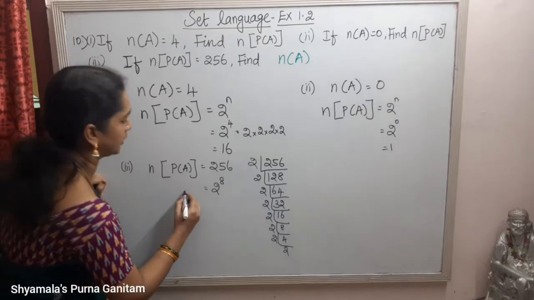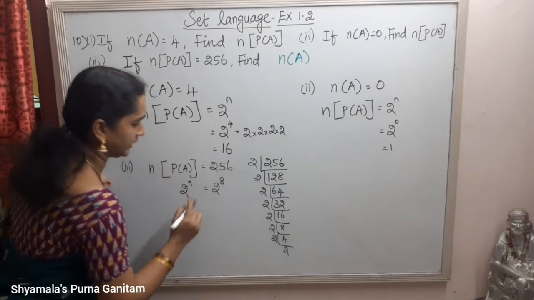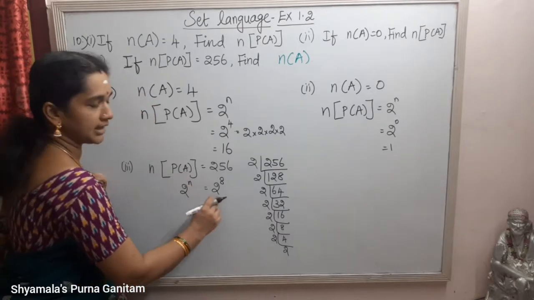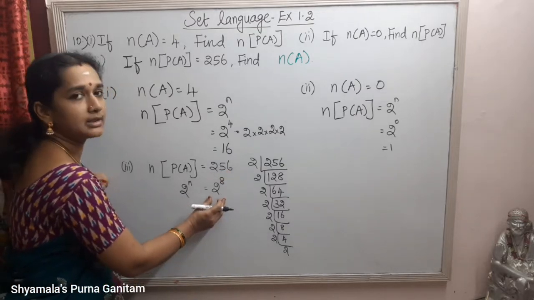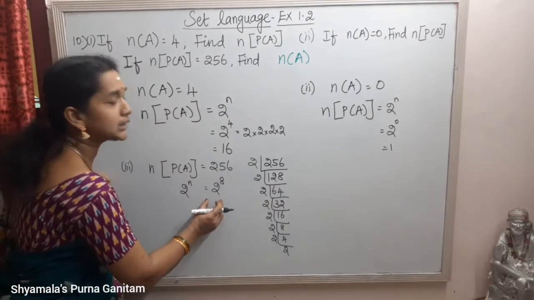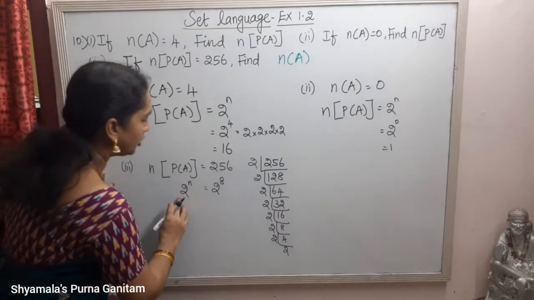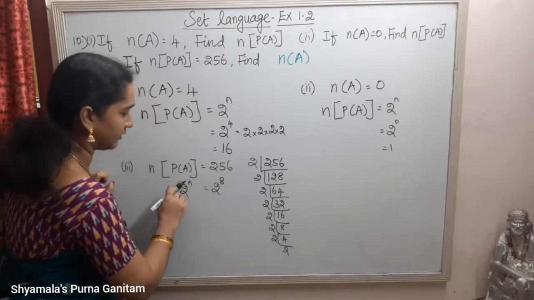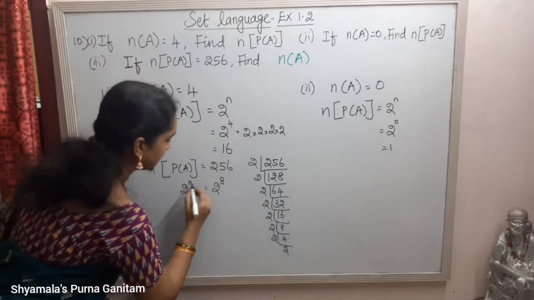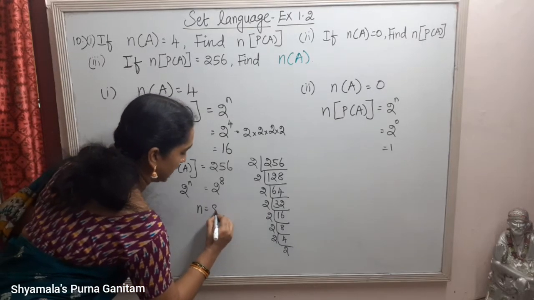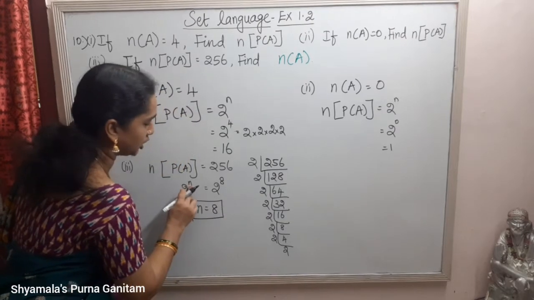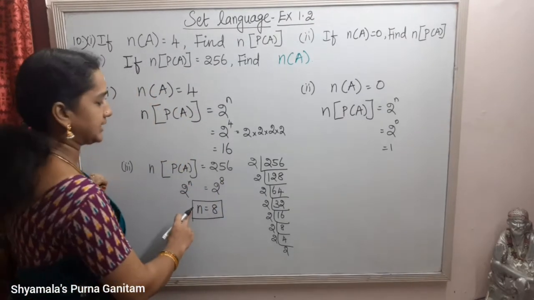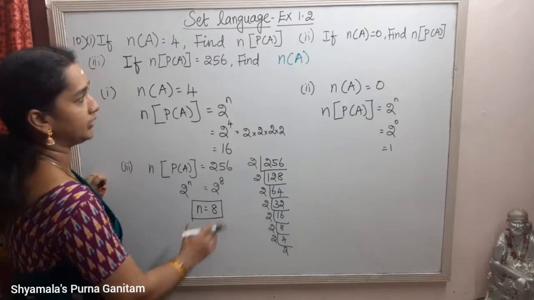What is n of P of A? That is 2 power n. So 2 power n is equal to 2 power 8. So we got this 256 with the base 2 as 2 power 8. Now since the bases are equal, we can equate the powers. If you equate them, you will get n is equal to 8.